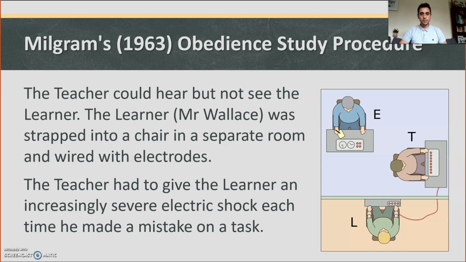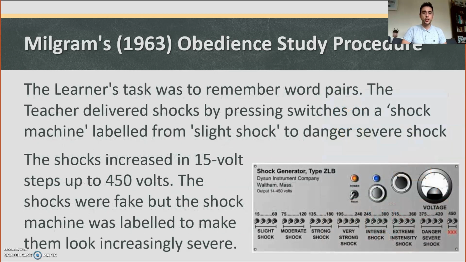The teacher could hear but not see the learner. So the learner is L, the teacher is T, and E is the experimenter. The learner, Mr. Wallace, was strapped into a chair in a separate room and wired with electrodes. The teacher had to give the learner an increasingly severe electric shock each time he made a mistake on a task. So the teacher had to give the learner electric shocks every time they got a question wrong.